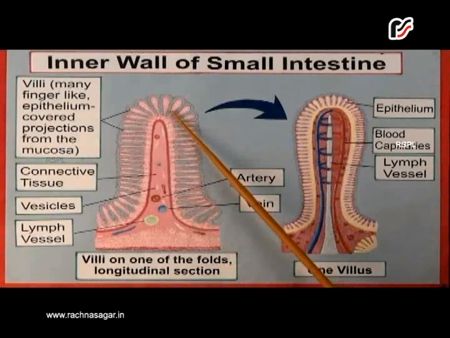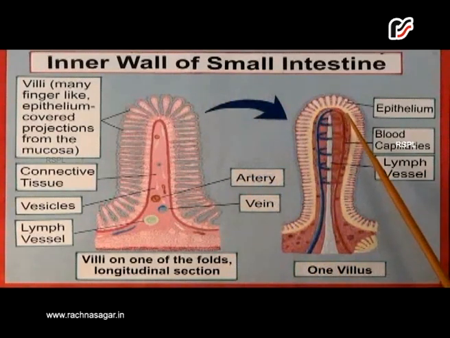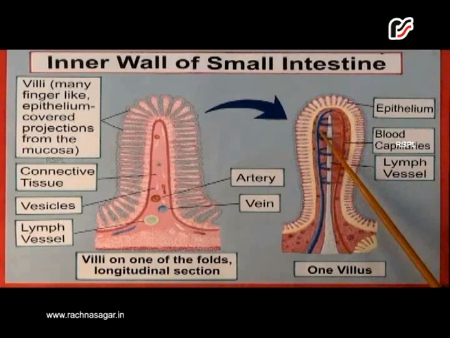If we see the internal structure of one villi, which is shown here, the singular form of villi is known as villus. So this is one villus. Here we can see internally it has numerous blood capillaries. We can say this is a blood capillary, oxygenated blood is shown and deoxygenated blood is also shown, and then lymphatic vessels are also there, and the outer layer is known as the epithelium.